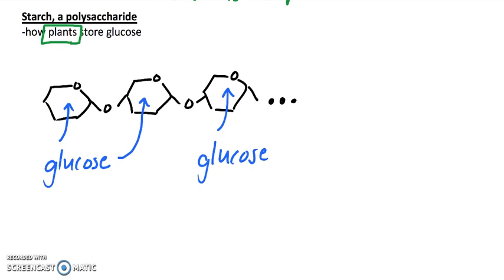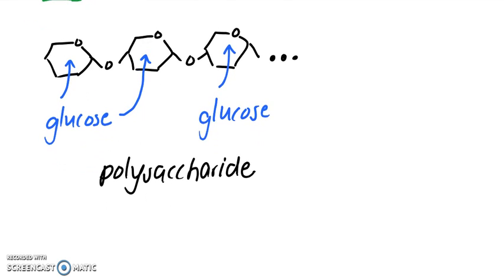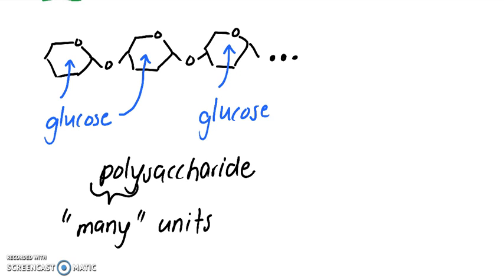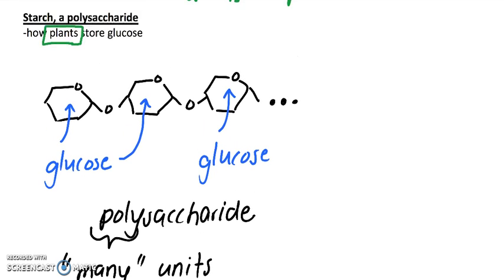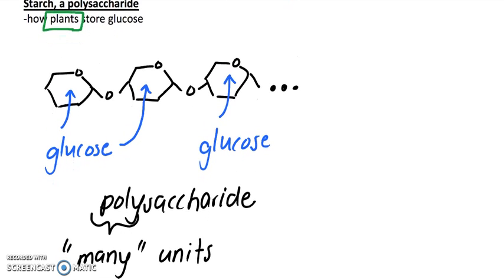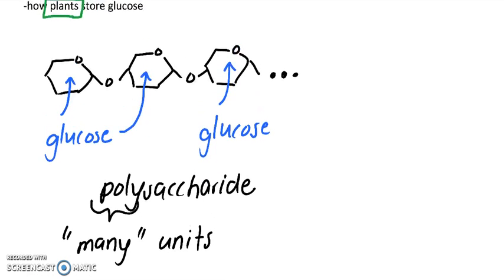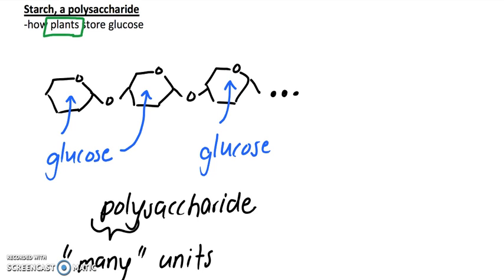So starch is a polysaccharide. Prefix poly means many, as in many units, or you can think of it as many glucoses put together. And starch is how we store glucose, so we can break them up later when we need to make energy. But again, remember, this is only for plants.